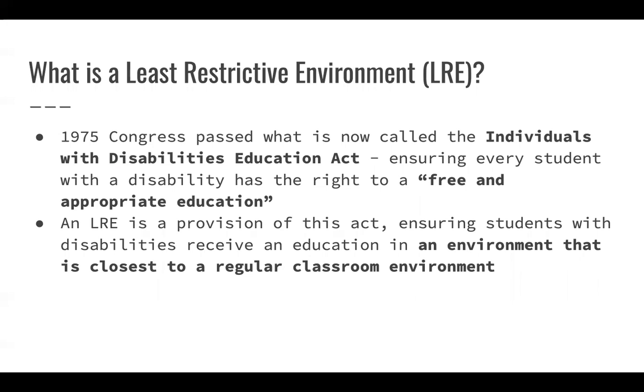What is the least restrictive environment, or LRE? According to the textbook and School of Education, in 1975, Congress passed what is now called the Individuals with Disabilities Education Act, ensuring every student with a disability has the right to a free and appropriate education. An LRE is a provision of this act, ensuring students with disabilities receive an education in an environment that is closest to a regular classroom environment.